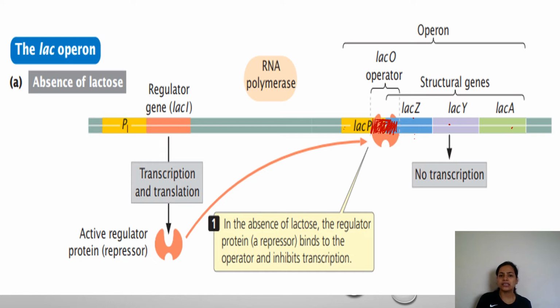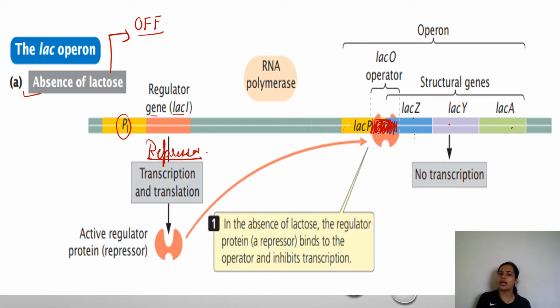You can see here, this is the regulatory gene Lac I, which is going to synthesize the repressor, and this is its promoter. So the condition is when there is no lactose. Generally, if we talk about what the situation should be, the Lac Operon should be off.